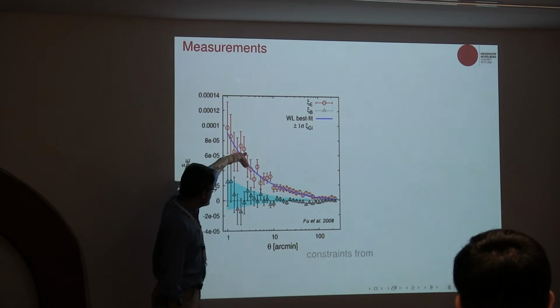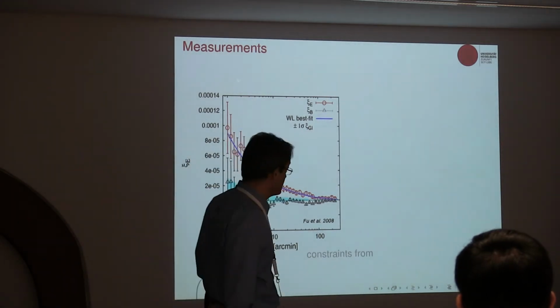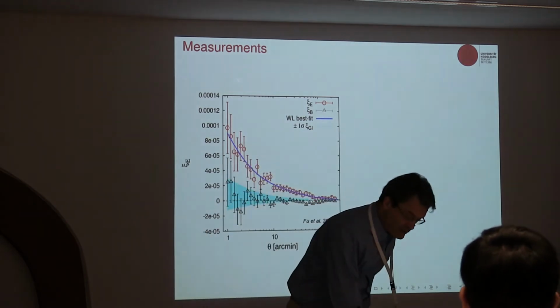While the E-mode correlation function should of course be much larger than the B-mode correlation function. And that seems to be the case. Now, what do we learn from that?